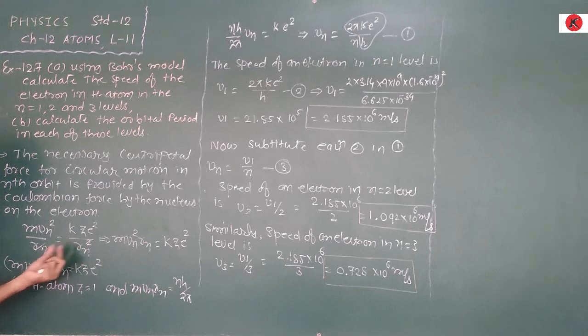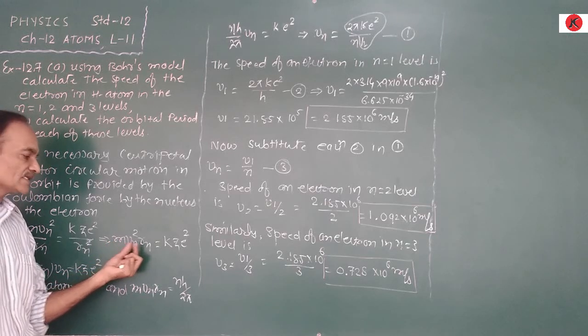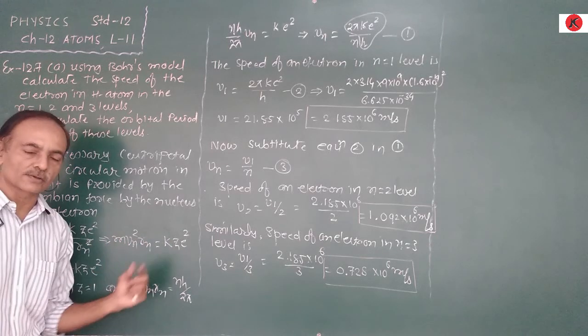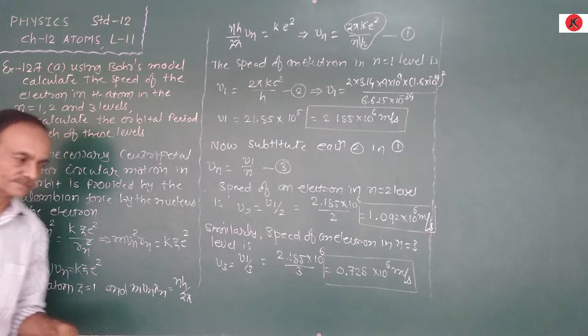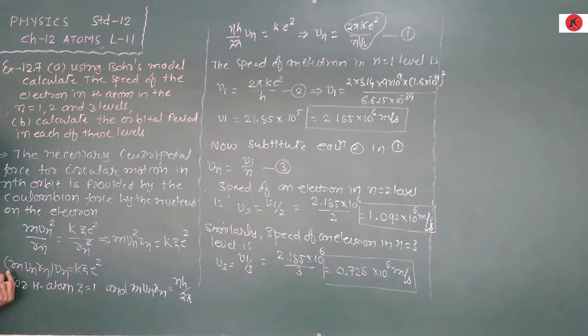So here one rn cancels. This rn is taken on the left-hand side. Therefore, m vn square rn is equal to k z e square. For the hydrogen atom, we can write this left-hand side term this way: m vn into rn into vn is equal to k z e square.